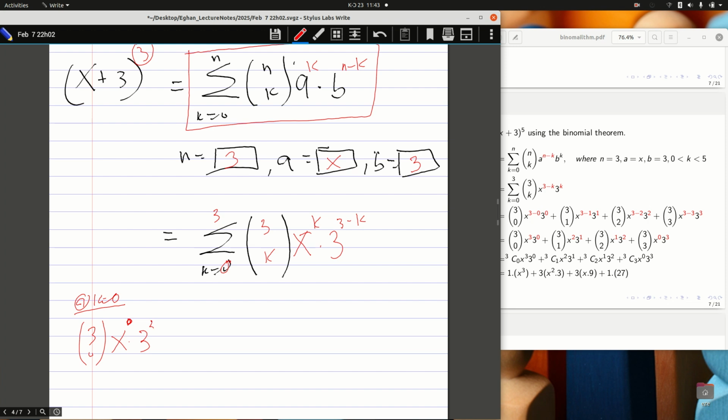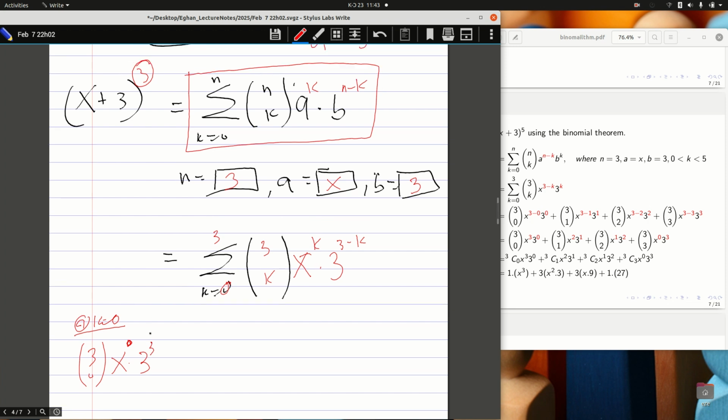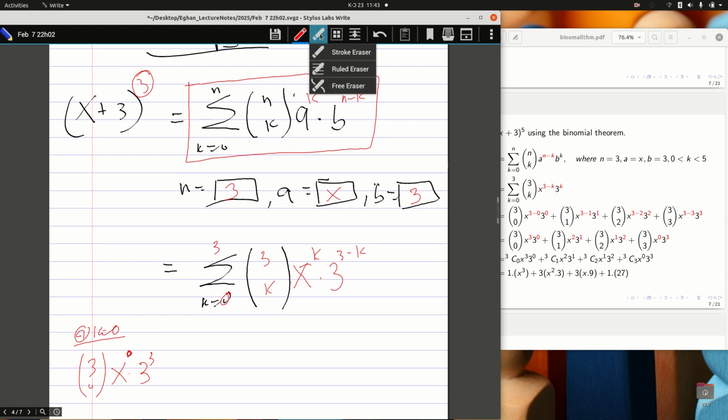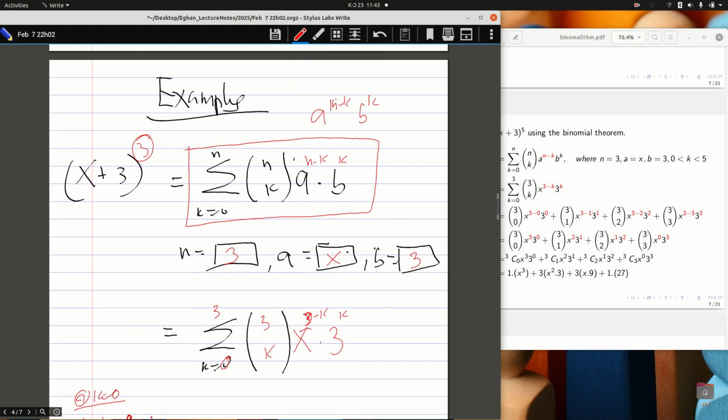I don't want it this way, so let me change the formula. It's still the same thing, please don't worry. I want to use n minus k and then k here. So n minus k, that is 3 minus k, and then k. Don't forget I said they are all correct. So I can have it as a to the power n minus k and then b to the power k. Okay.